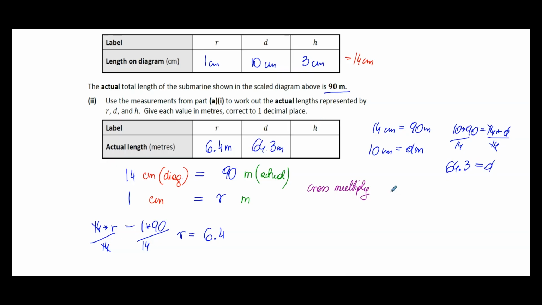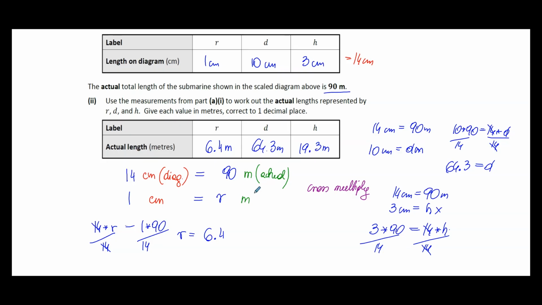And the last one is H. Again, 14 centimeters in the diagram is the same as 90 meters actual. So H in centimeters in the diagram is 3, and then we are looking for the real one. So we cross multiply: 3 multiplied by 90 is the same as 14 multiplied by H. Therefore, to get the value of H, we divide both sides by 14. We put that in the calculator and we get 19.3 meters.